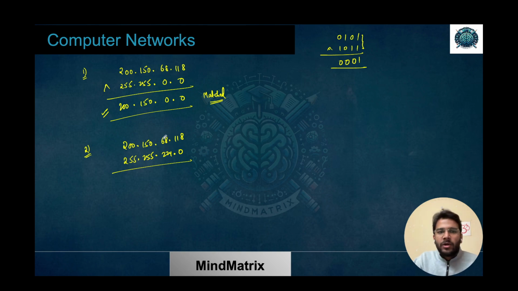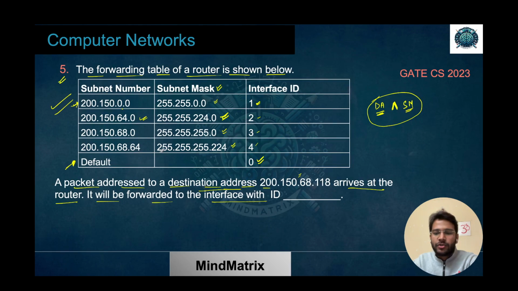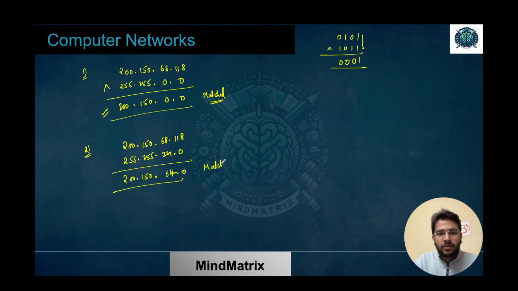So similarly, you can convert this decimal into binary and then perform the operation. I'm writing it; you can do the calculation, right? It will be the same, because it is 255, so 200.150. What about this? Here you will be getting 64.0. You can perform the calculation, convert 68 and 224 into binary, and then take the bitwise AND. You will be getting 64 here. Is it matching? Yes, it is matching. So we can say it is matched. What about the third one?